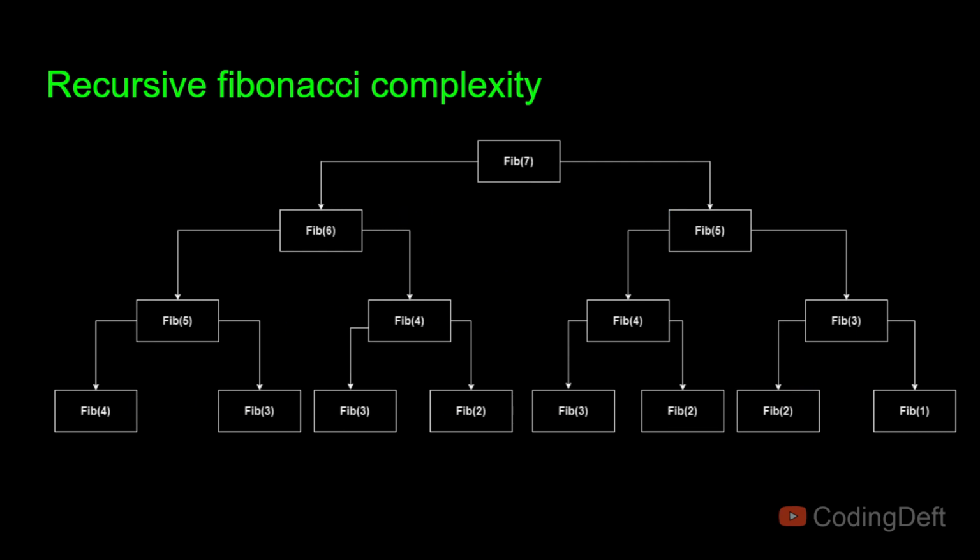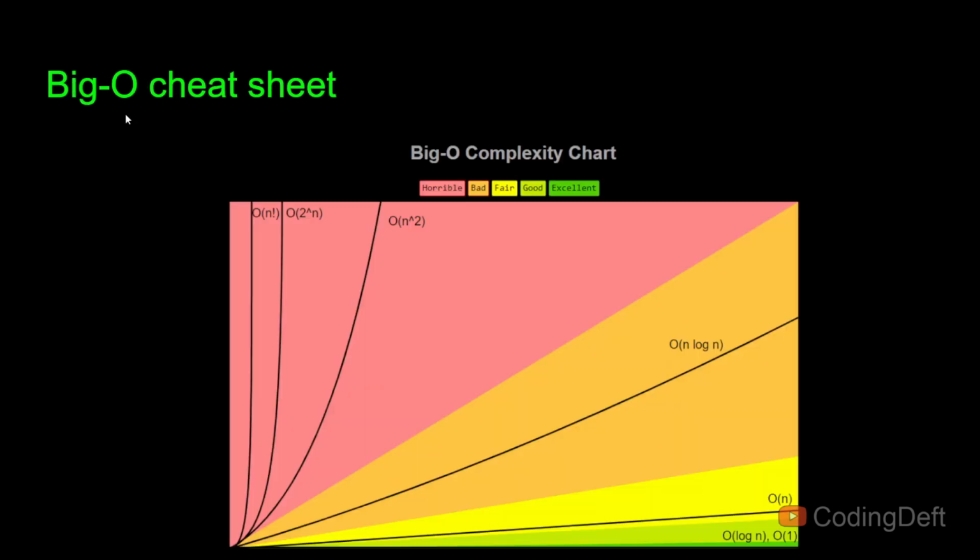So here we have exponential time complexity, or big O of 2 raised to n, which is actually bad. In our first case, where we did not use recursion, we got the complexity of big O of n. Here it is big O of 2 raised to n. If we check this cheat sheet, you can see that big O of 2 raised to n is horrible, whereas big O of n is fair complexity.